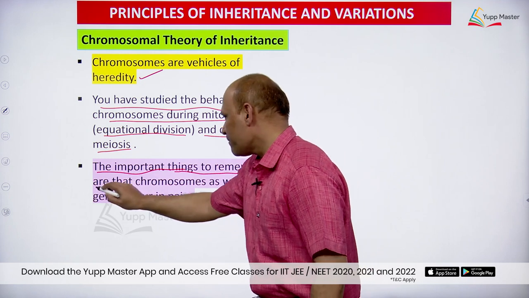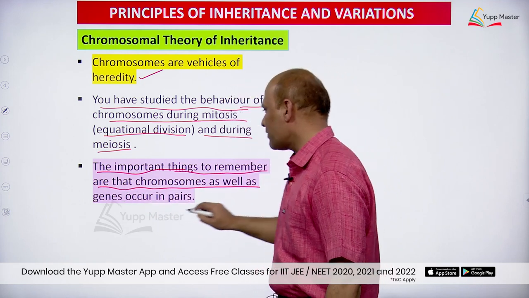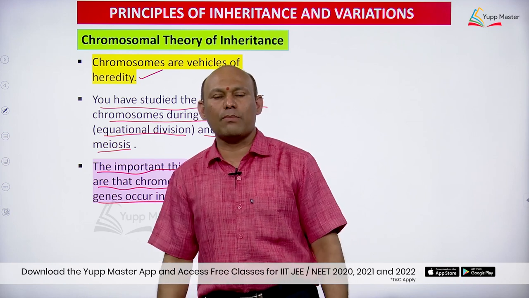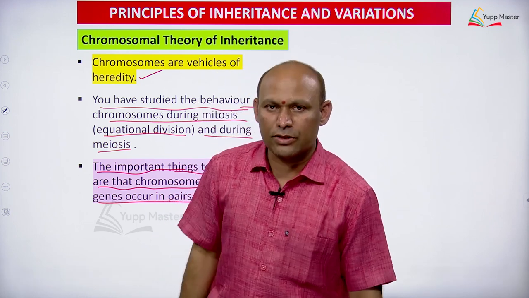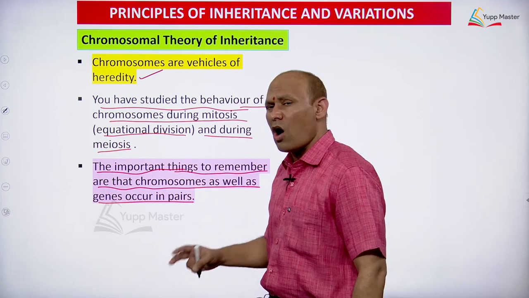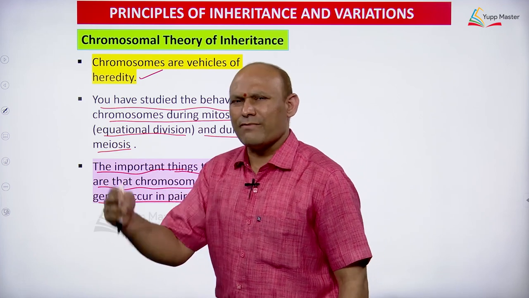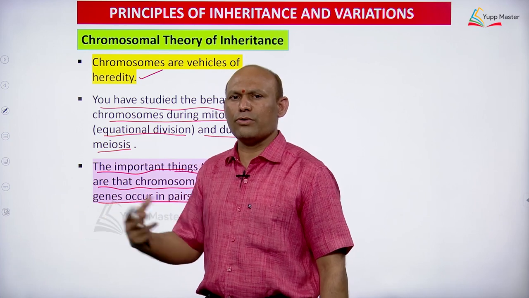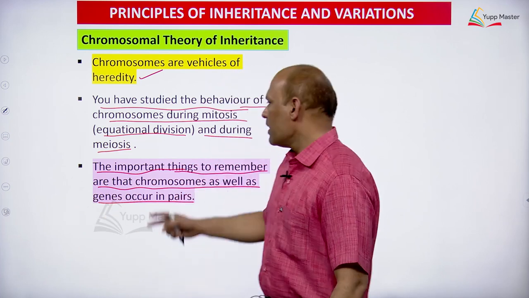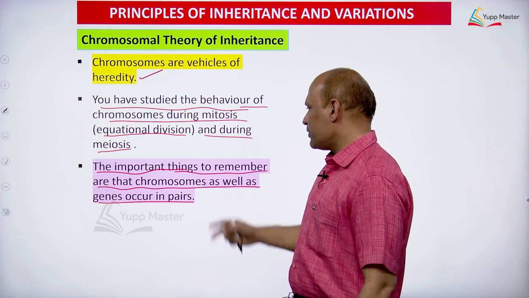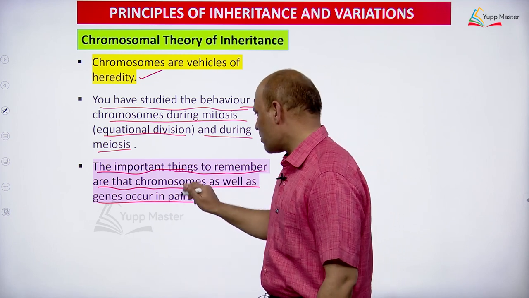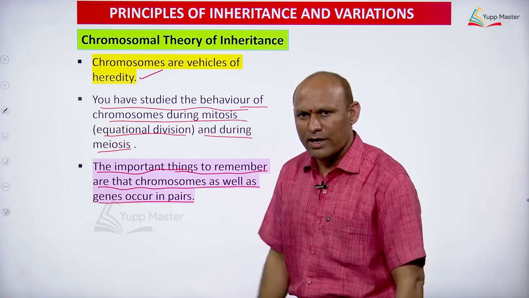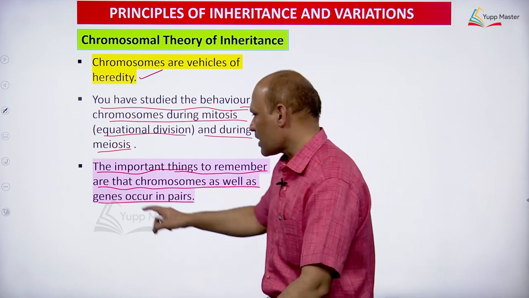An important thing you might have observed over there, things to remember, is that chromosomes as well as genes occur in pairs, dear students, right? I'll make you understand with the help of diagrams. Somewhere you might have heard this; if you have not heard, now you are listening to me. The important thing you need to remember is that chromosomes always occur in pairs. Homologous pair, you might have heard, homologous chromosomes. That is what I am talking about.